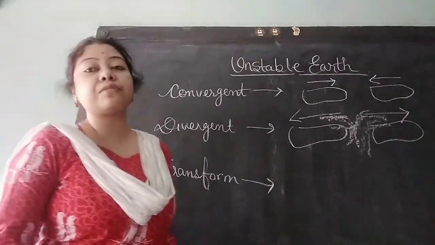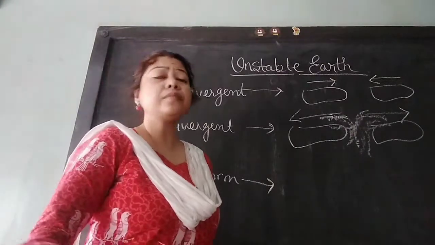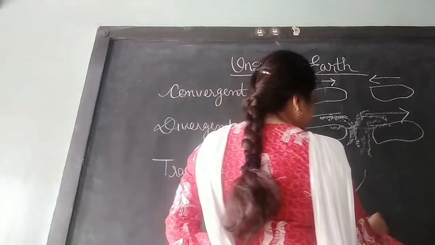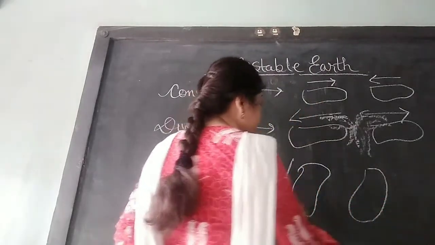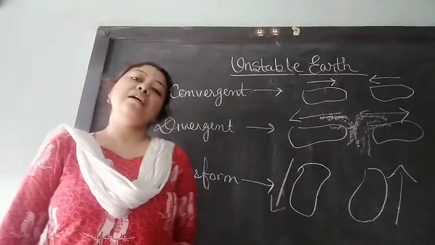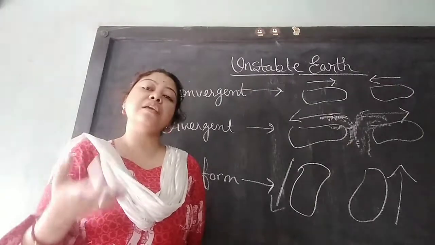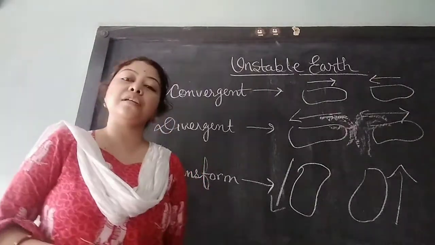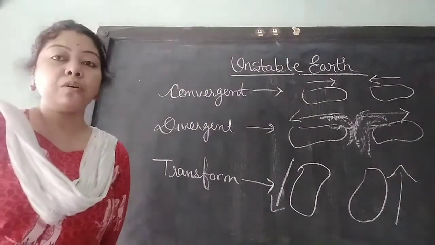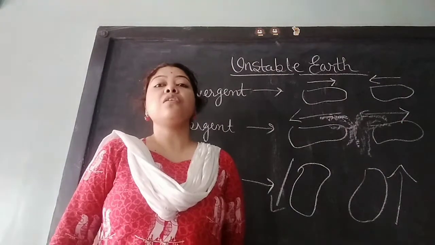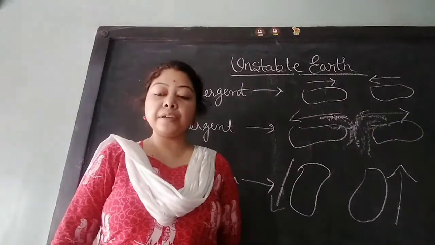Next one is the transform plate boundary. In case of a transform plate boundary, two plates move horizontally or parallel, transverse to each other. They never ever meet each other. They are neither creating anything nor destroying anything. So the other name of transform plate boundary is conservative plate boundary.